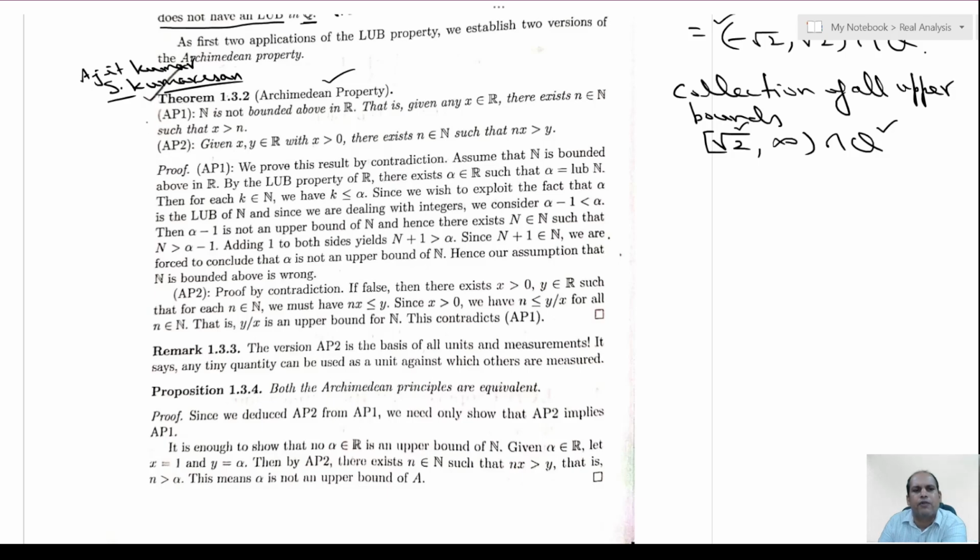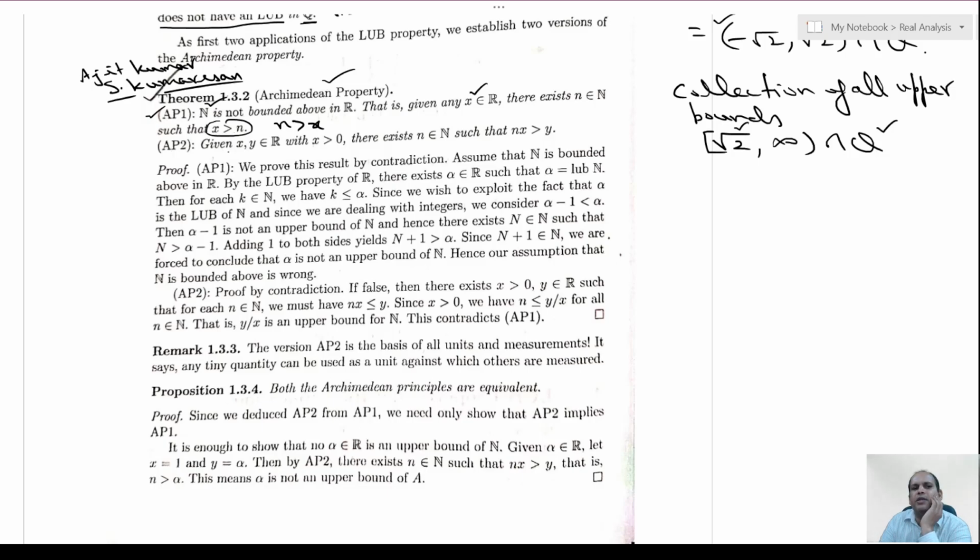As per this, the first statement of the Archimedean property of real numbers is that N is not bounded above in R. That is, given any x belonging to R, there exists n belonging to N such that n is greater than x. Here there is a typing mistake; it has to be n greater than x. See, if this set is not bounded above, then whatever bound I give, say this x is its upper bound, I need to produce at least one natural number from the set N which exceeds this x. So we need to do this typographical correction.